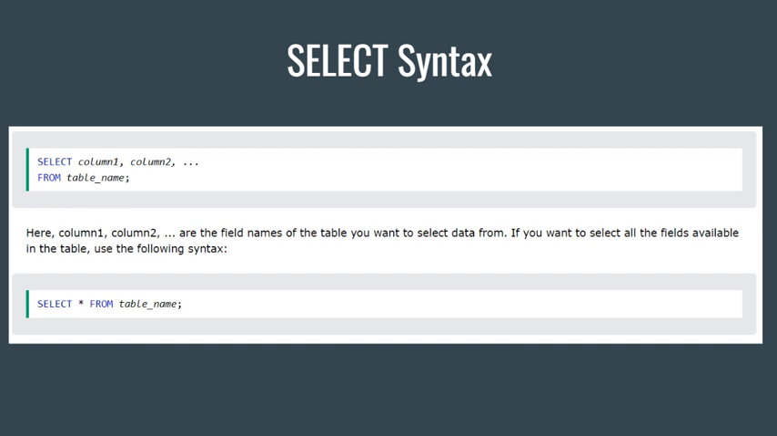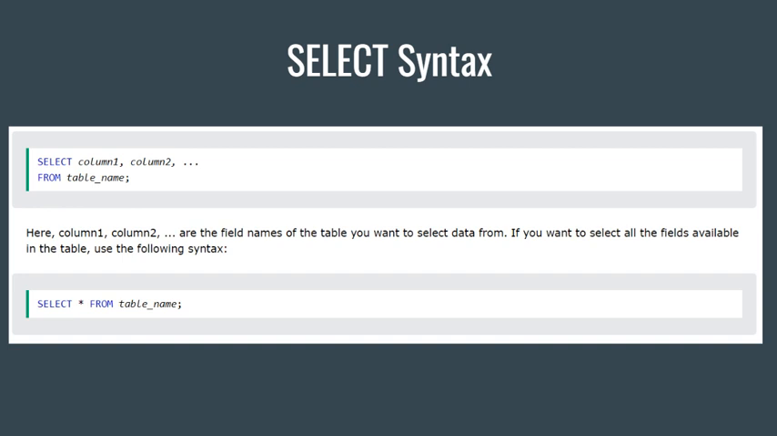Now here in this syntax, column 1 and column 2 are the field names of the table you want to select the data from. If you want to select all the fields available in the table, if you want to select the entire data which is present in the table, we will use the symbol star or asterisk. So this syntax is in this form: SELECT asterisk FROM table name.